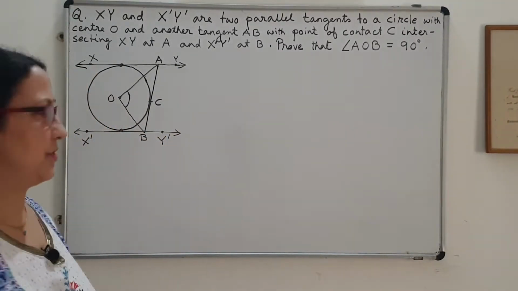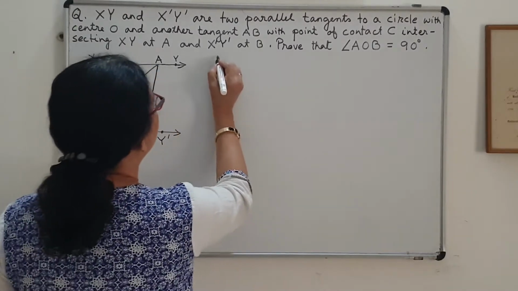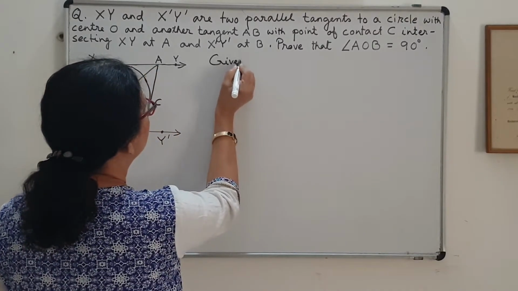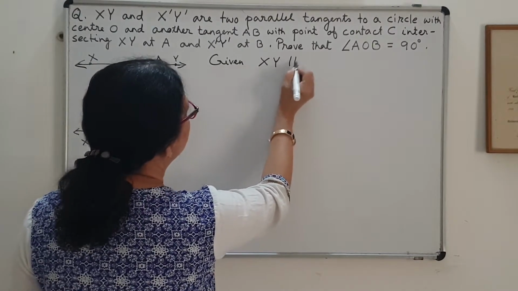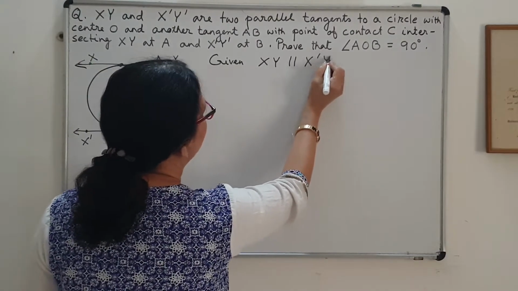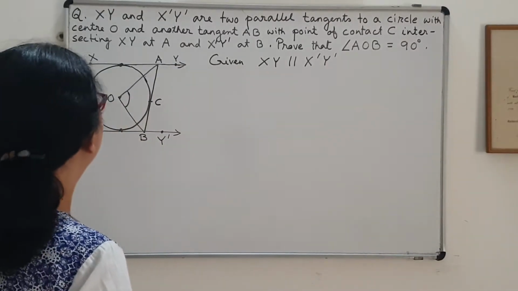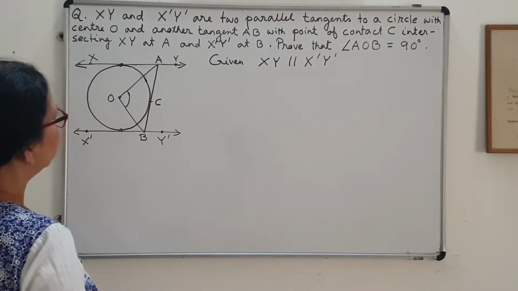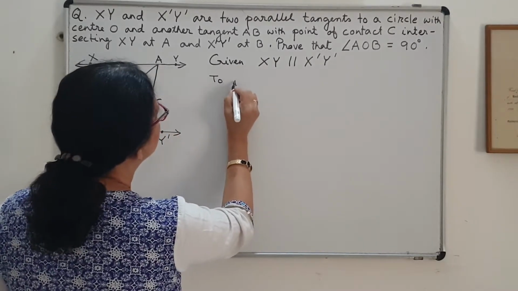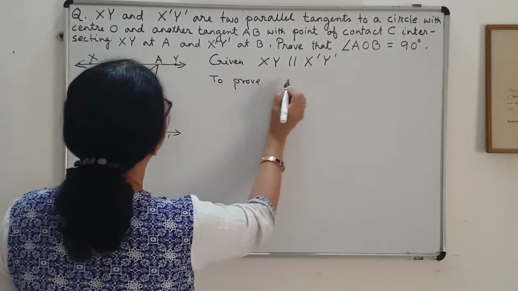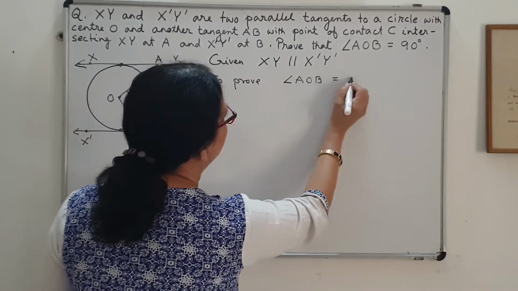So now let us proceed. In the geometry, first we write down what is given to us. So given, tangent xy is parallel to tangent x dash y dash. This is given to us. And to prove, angle AOB is equal to 90 degree.